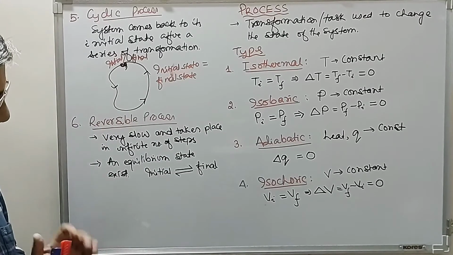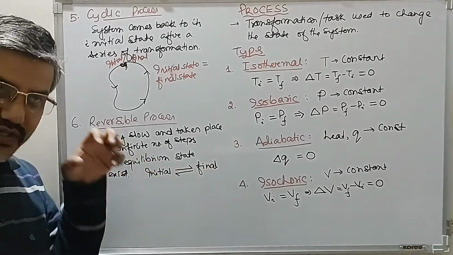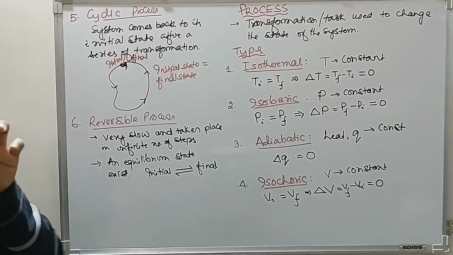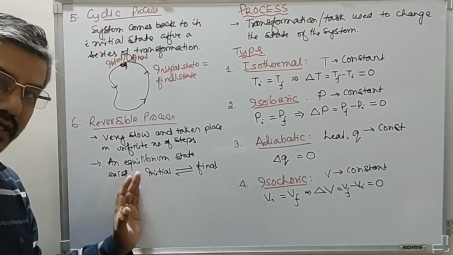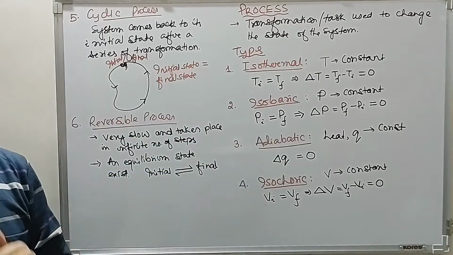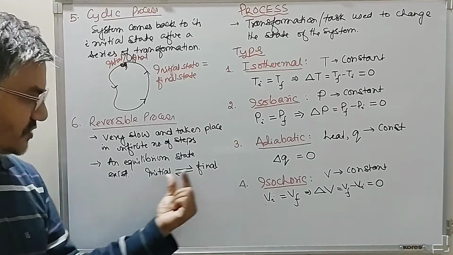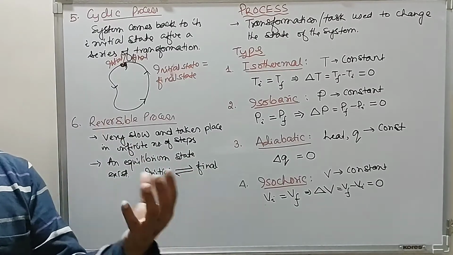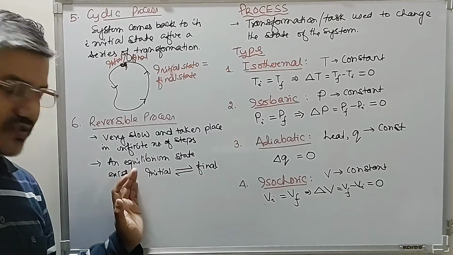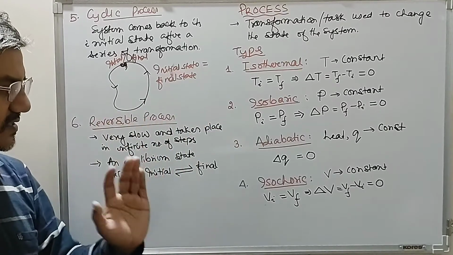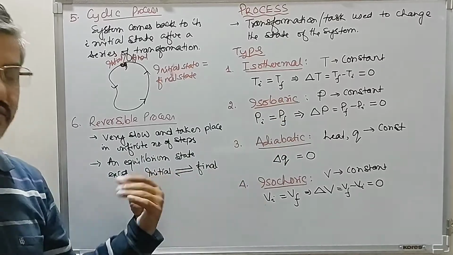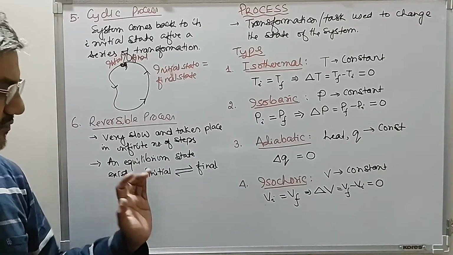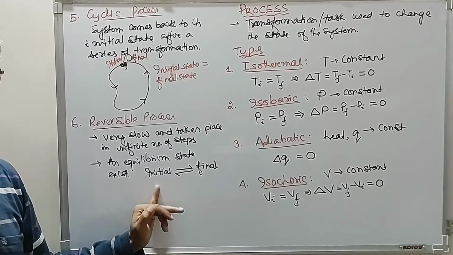Now look at this. The system is moving from initial to final. So there is some driving force which forces the system at initial to change to the final state. Along with this, the final state is also changing into the initial state. That force is known as the opposing force. The driving force is for the forward reaction, and the opposing force is for the reverse or backward reaction.